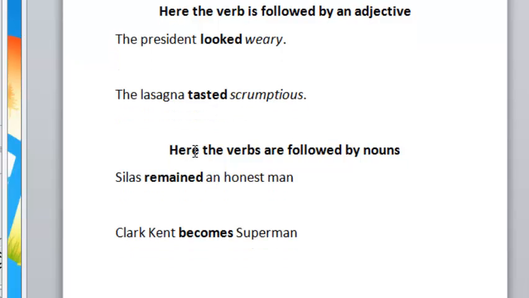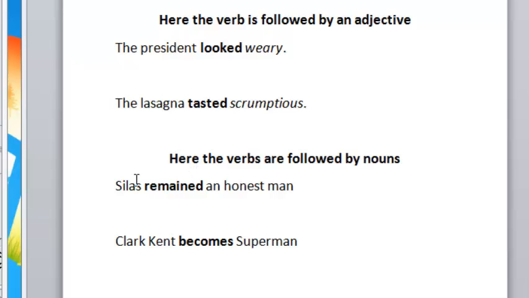Here the linking verbs are followed by nouns. Silas remained an honest man. We could replace remained with is. Silas is an honest man. It still makes sense. Very likely a linking verb. Clark Kent becomes Superman. Clark Kent is Superman. That still makes sense. So it is likely a linking verb.